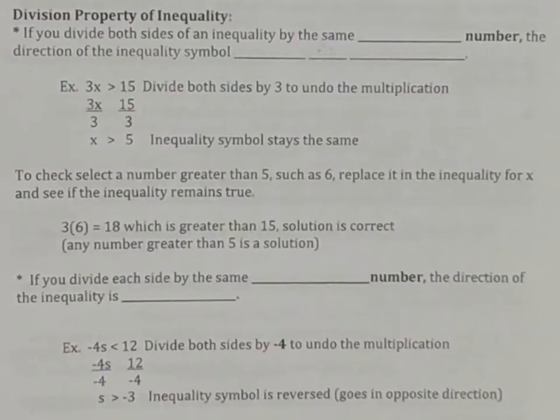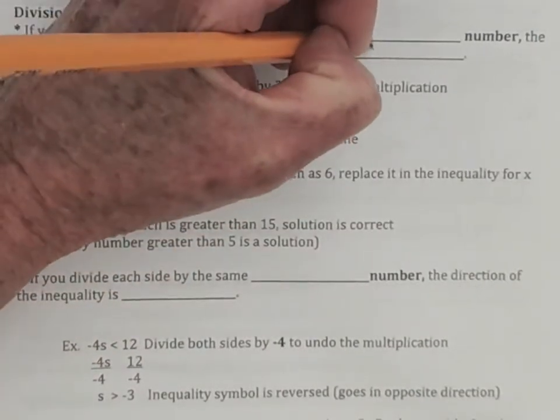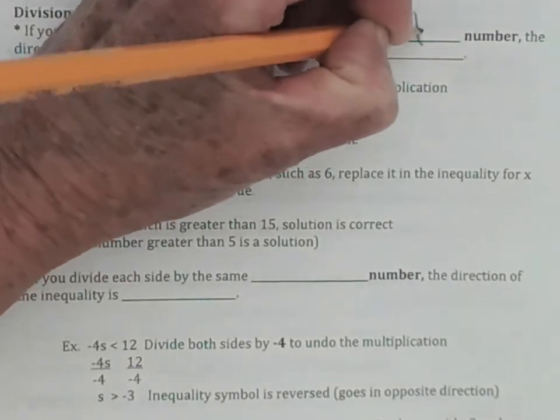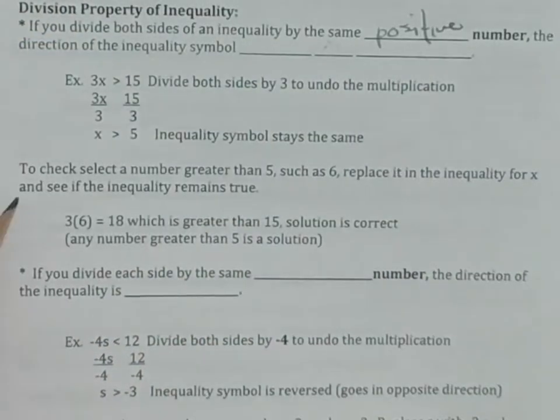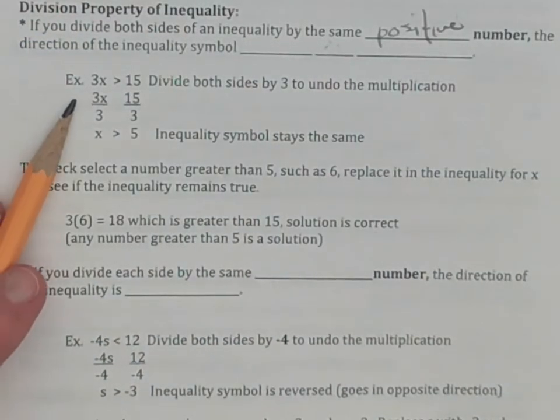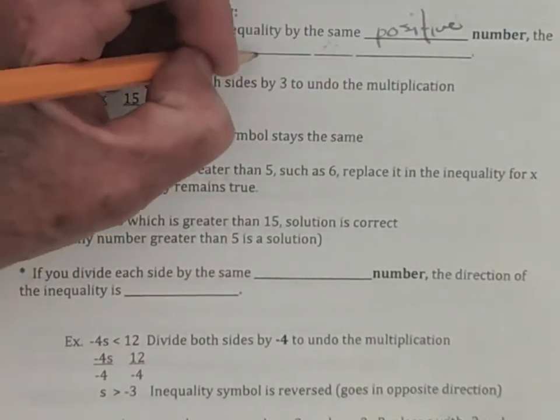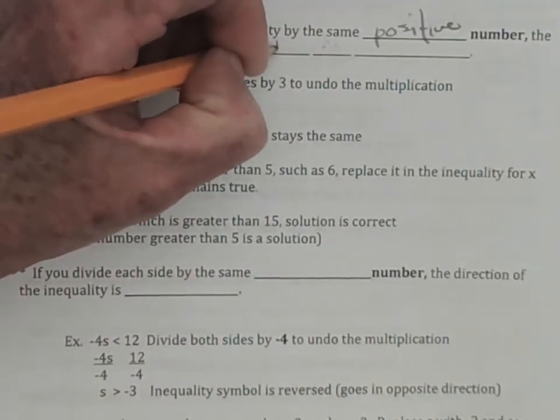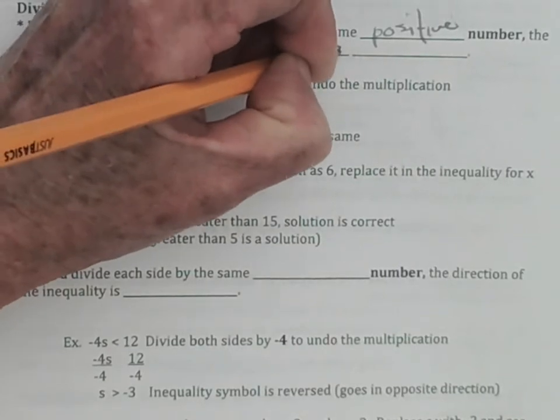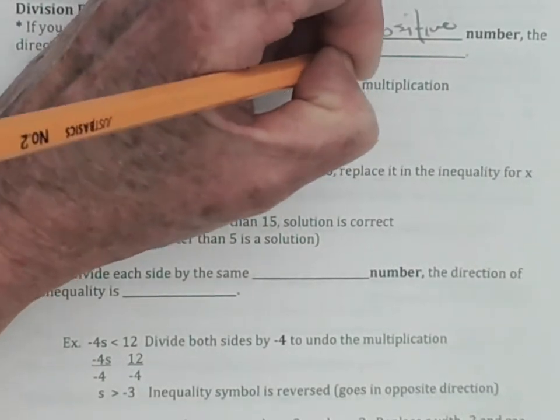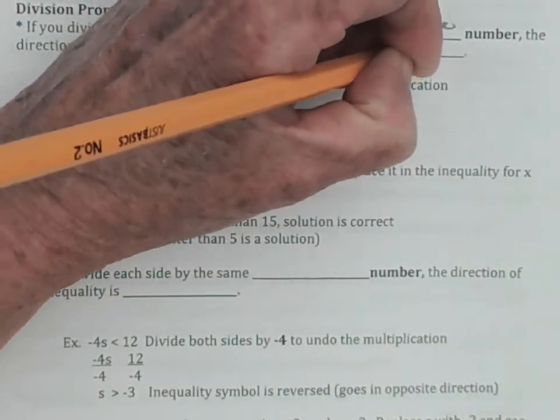This is a lesson on solving inequalities when multiplication or division is involved. If you divide both sides of an inequality by the same positive number, then the direction of your inequality symbol will stay the same. We're not going to do anything with it.